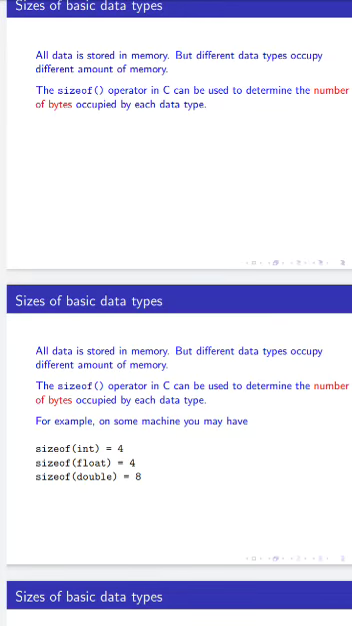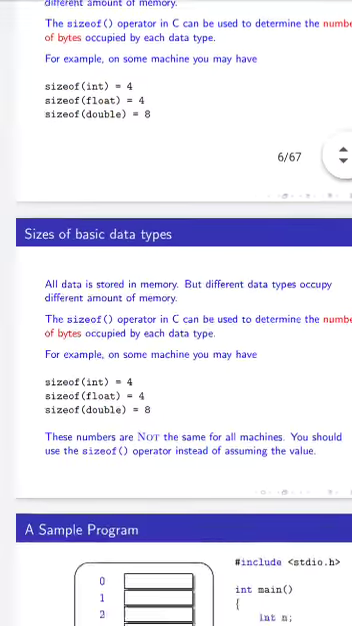Okay, the sizeof operator in C can be used to find the number of bytes occupied by each data type. For example, if you write sizeof integer, it will give you the output 4. If you write sizeof float, it will give you the output 4. If you write sizeof double, it will give you the output 8. That means these are the bytes. Integer takes 4 bytes, float will take 4 bytes, double will take 8 bytes as well, character will take 1 byte. Okay, now the same things over here.